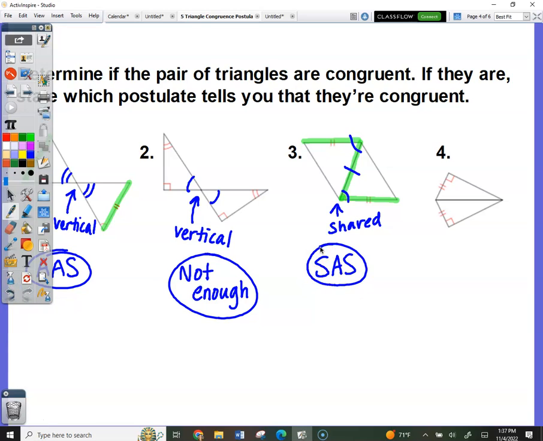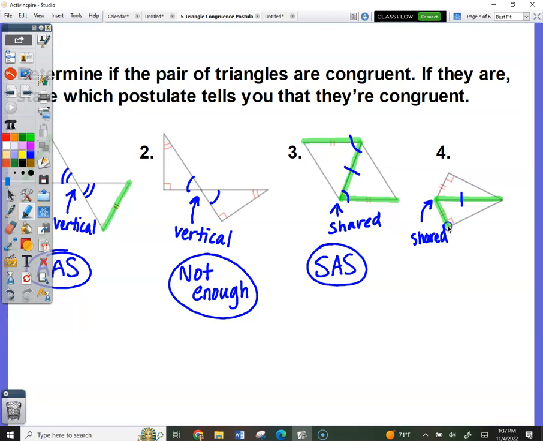All right, number 4. What's not marked? Shared. This right here is shared. It would be congruent to itself. We'll make a note. Shared. Okay. You can highlight the other congruent sides if you want.